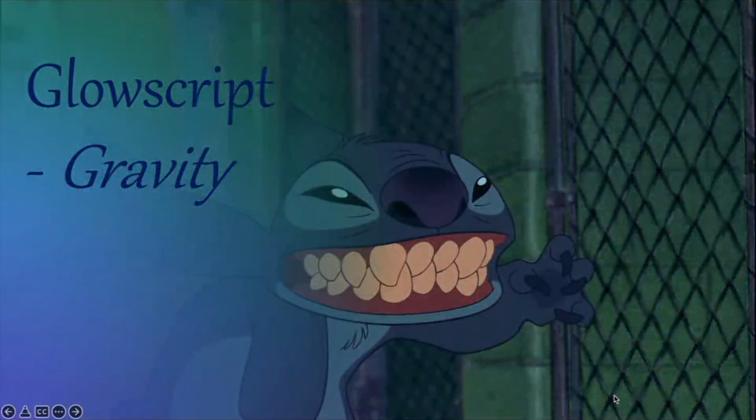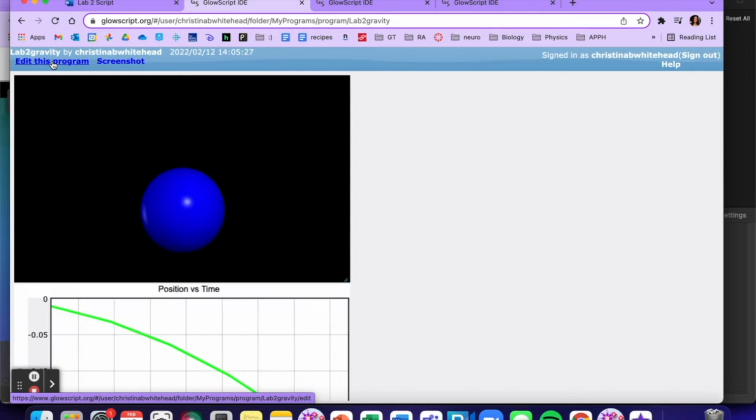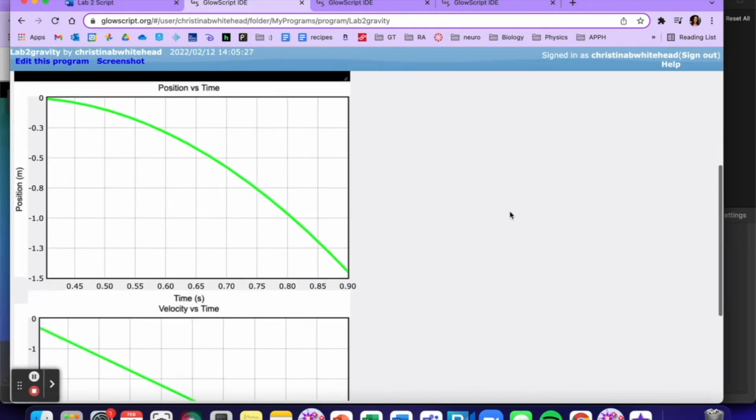To begin with, we will only consider the effects of weight force, or gravity, as the scrunchie falls, as shown in GlowScript. When considering only gravity, it's important to note our proportionality constant is set to 0. Gravity is still set to 9.8 here. So when we run this, here's our output.